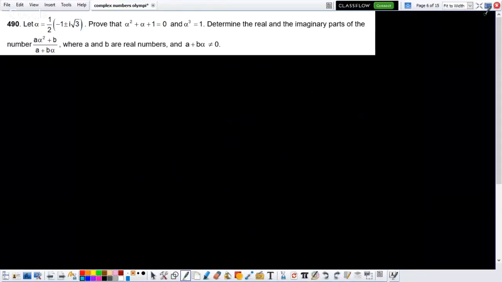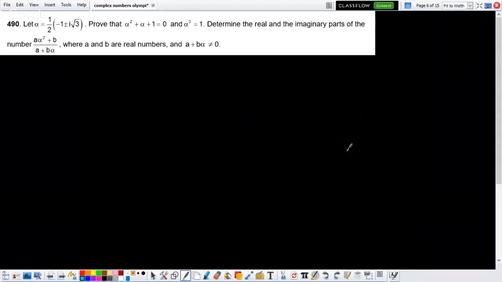(a alpha squared plus b) over (a plus b alpha), where a plus b alpha is not equal to 0. If it is equal to 0, it cannot be a real number, or the function won't be defined. So we are going to first try to find what alpha squared plus alpha plus 1 is.